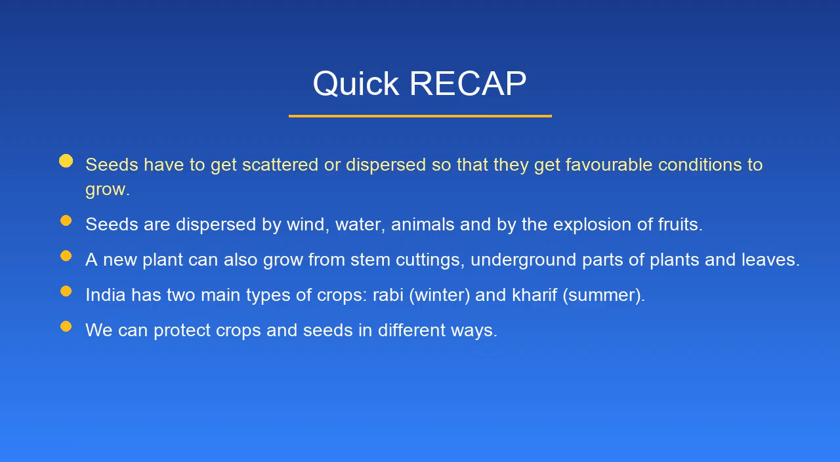Seeds have to get scattered or dispersed so that they get favorable conditions to grow. Seeds are dispersed by wind, water, animals and by the explosion of fruits. A new plant can also grow from stem cuttings, underground parts of plants and leaves. India has two main types of crops, Rabi, winter, and Kharif, summer. We can protect crops and seeds in different ways.